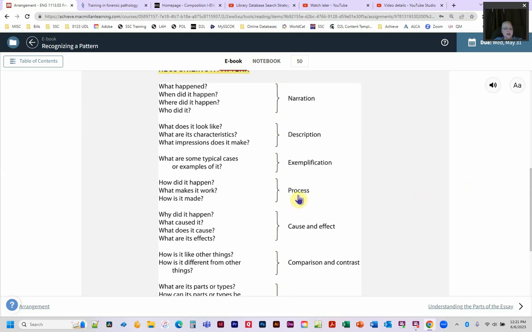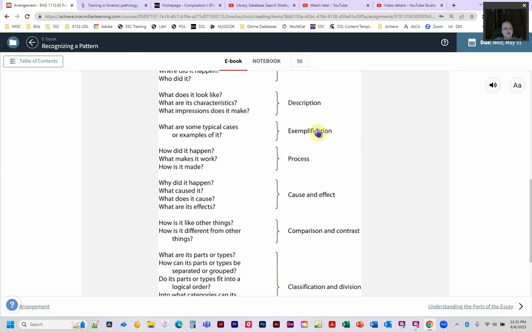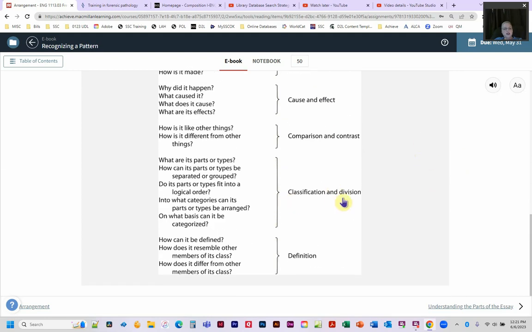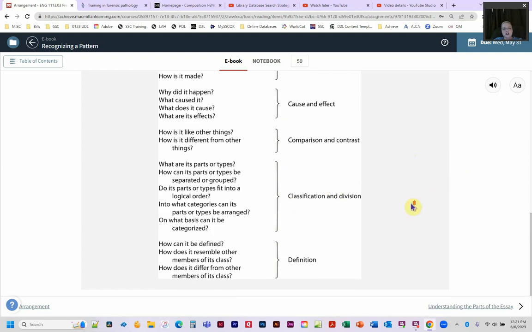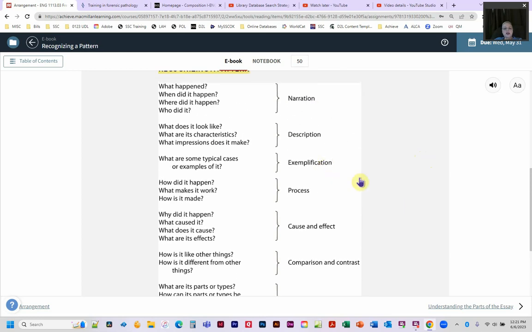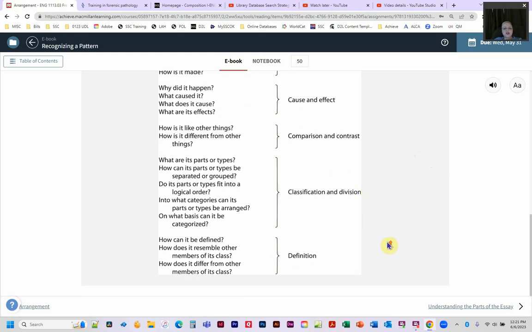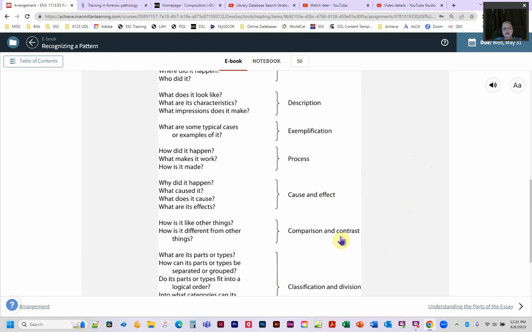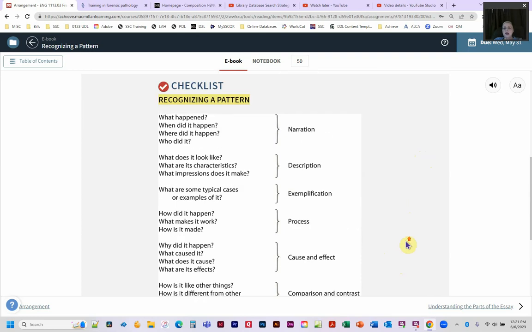Like I never teach process. I never teach description. I rarely teach classification and division. Instead, we do narration, exemplification, and definition in this semester. And then I do cause and effect and comparison contrast and argumentation in Comp 2. Those are the things that I do. Other teachers will do other things, right?